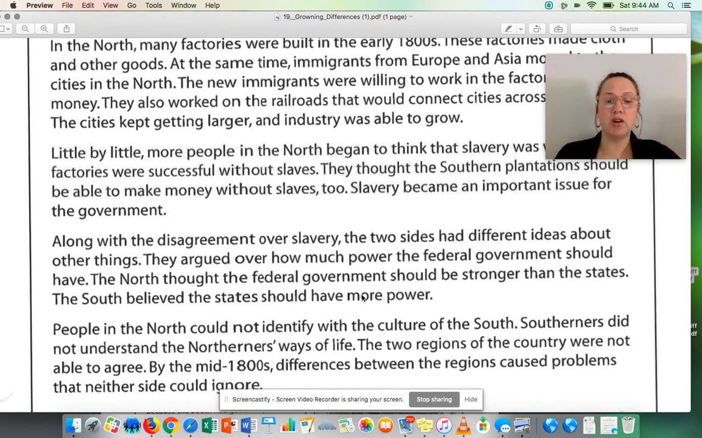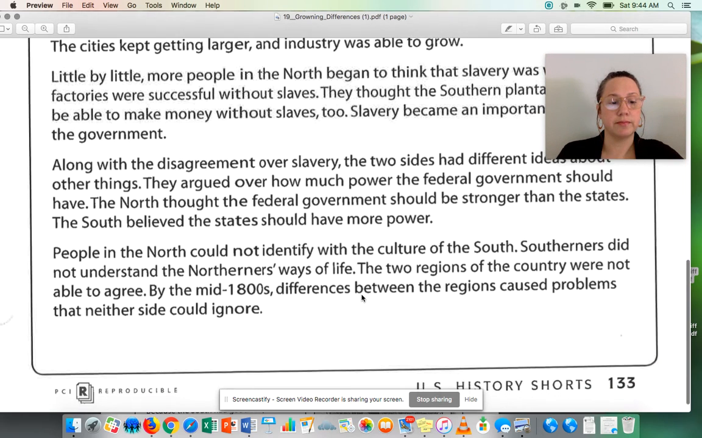Along with the disagreement over slavery, the two sides had different ideas about other things. They argued over how much power the federal government should have. The North thought the federal government should be stronger than the states. The South believed the states should have more power.